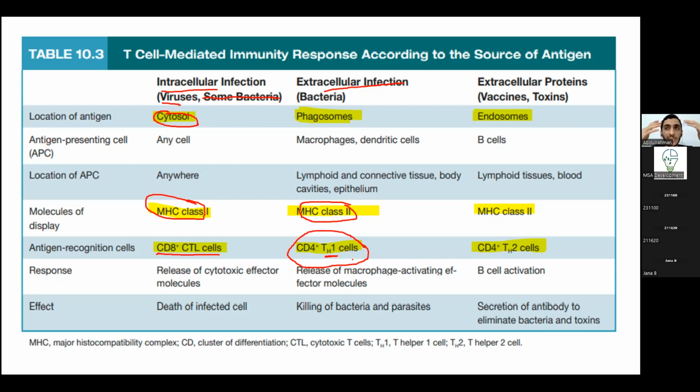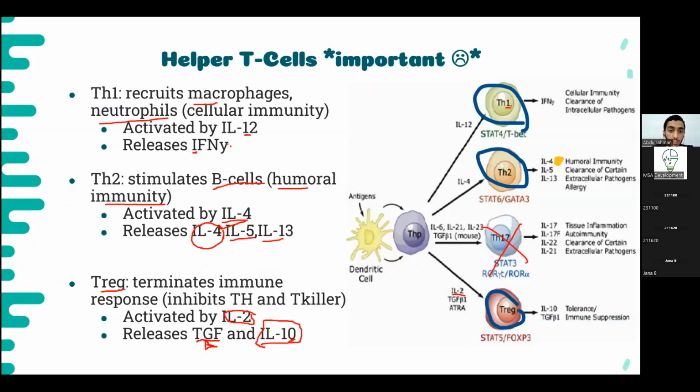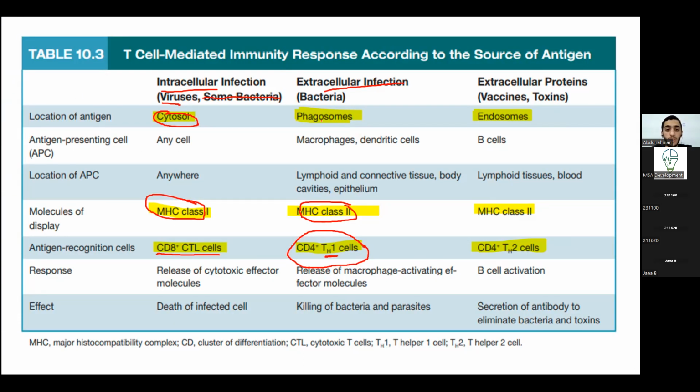Okay. So since it's an extracellular infection or a bacterial infection, it activates type 1 cells. Why does it activate type 1 cells? Because type 1 cells recruit your neutrophils, recruit more macrophages, recruit more cellular mediated immunity to destroy the cells that are found outside. Okay. So this is the second type of infection.